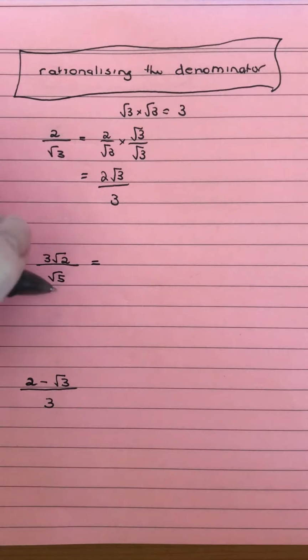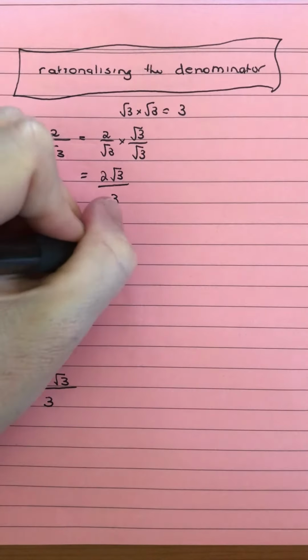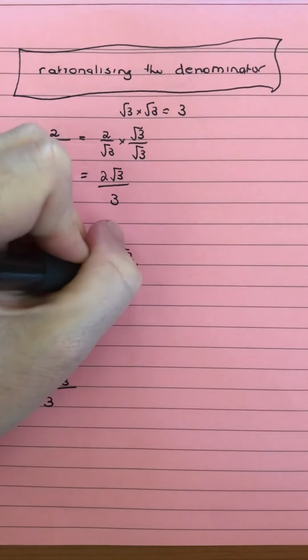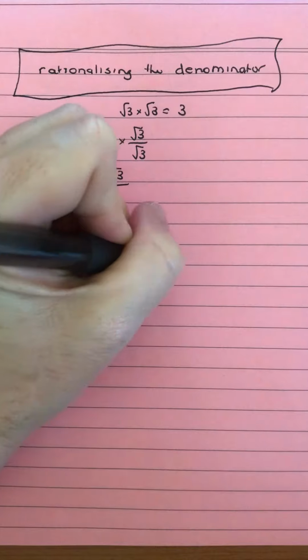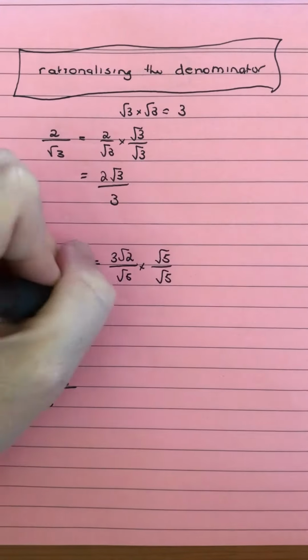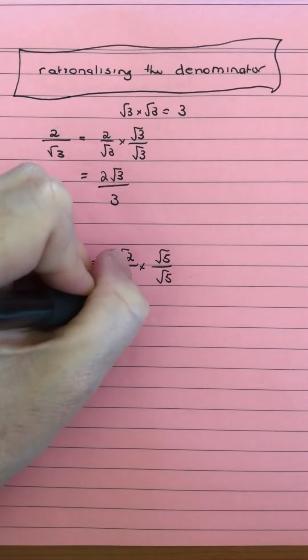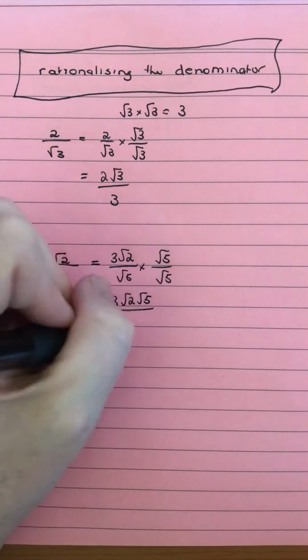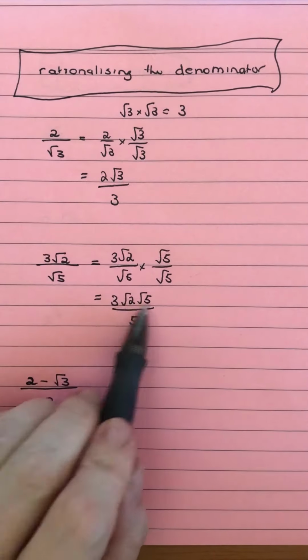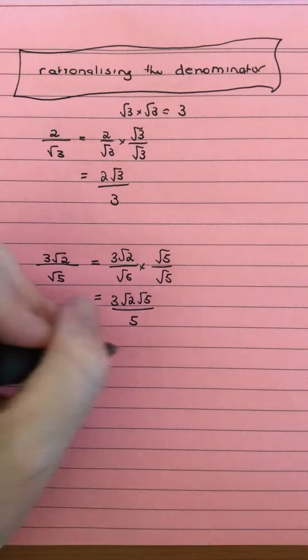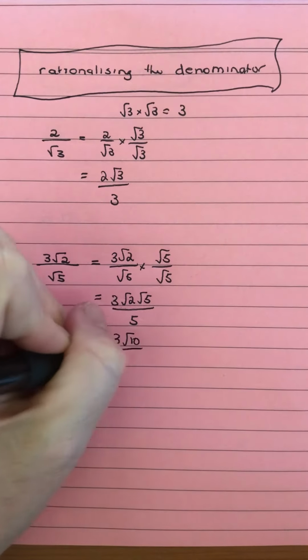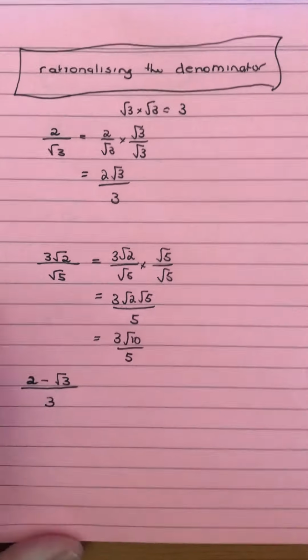Here we've got 3 root 2 over root 5, so we're going to do 3 root 2 over root 5 times the top by root 5, the bottom by root 5. So we get 3 root 2 root 5 on the top, and on the bottom we're just going to have 5. What we can do then is bring these two together and get 3 root 10 over 5.